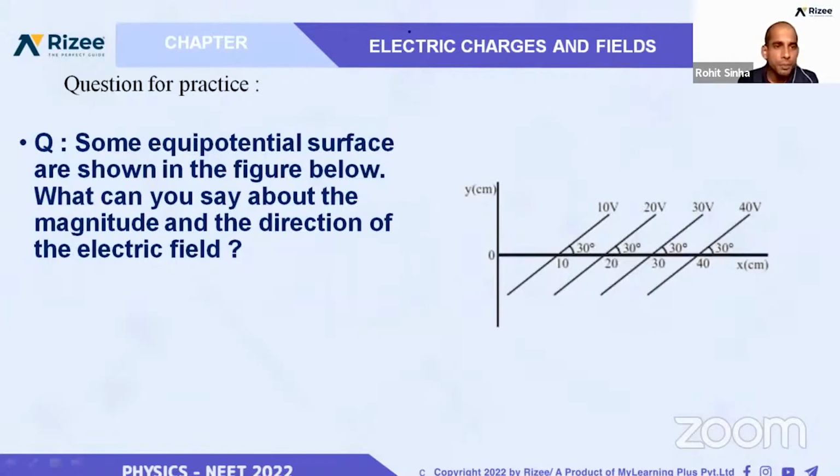Actually, this is a very important question. This is a very important question, and it is taken from S.C. Verma, Concept of Physics. Very good question. It is telling that some equipotential surfaces are shown here.